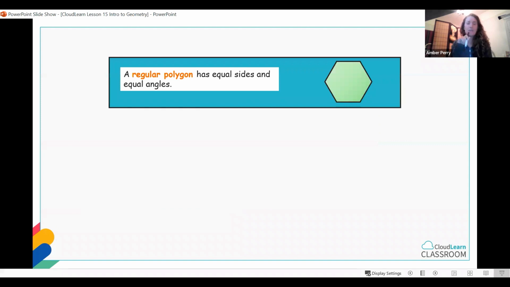A regular polygon. If you see the word regular, and you will lots in your maths exams, it means all of the sides and all of the angles are equal. Regular polygons are quite easy because all of the sides and all of the angles are equal, okay? So if I can just work out what one of those angles is, I know that they're all the same, which is nice, okay?